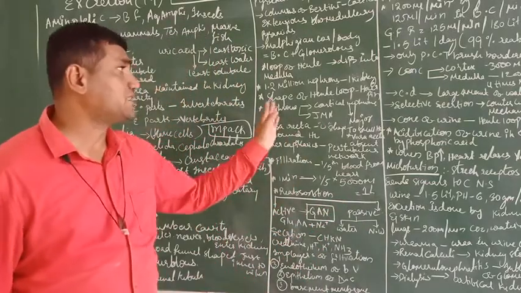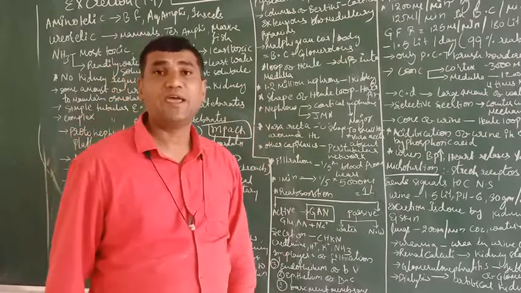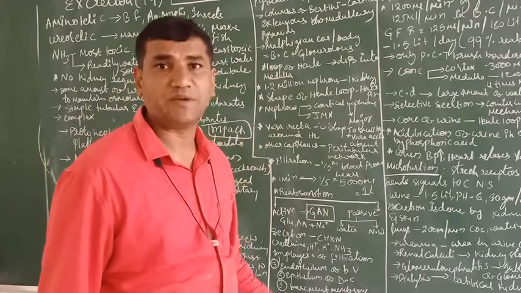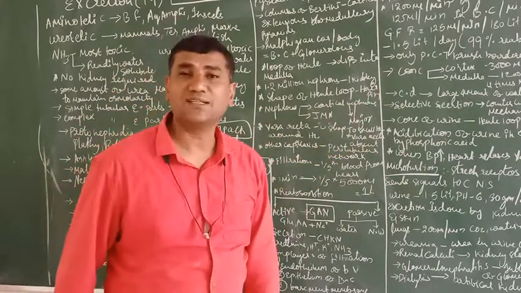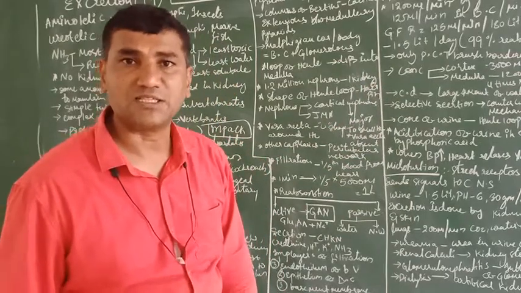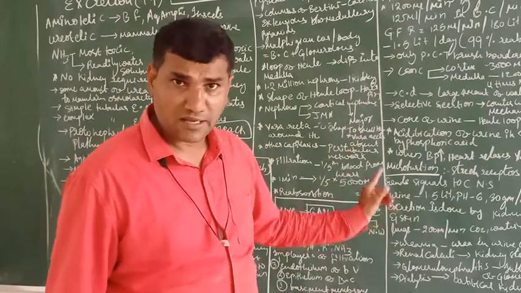Generally, the shape of the loop of Henle is hairpin-shaped, and the loop of Henle is meant for the concentration of the urine in the kidneys.